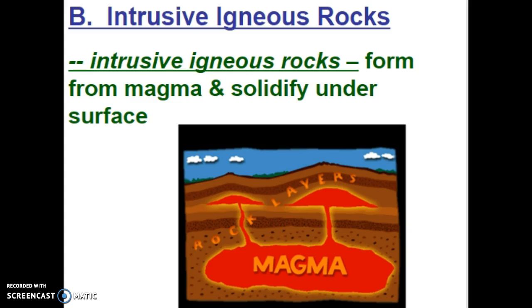There are two different types of igneous rocks, and we classify these igneous rocks by where they're formed as well. Intrusive igneous rocks form from magma and they solidify, which means they cool, under the Earth's surface. So intrusive igneous rocks form inside the Earth.